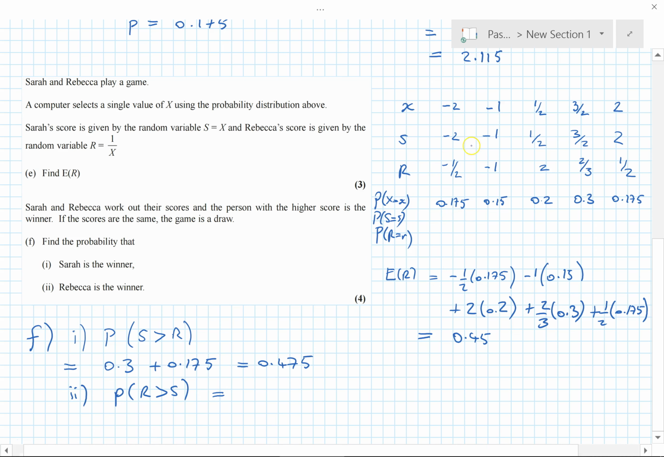But we're now looking for when R is greater than S. As I've already said, it will be this one here, that's 0.175. Not this one, because that's a draw. And this one, plus 0.2. So that's equal to 0.375. And as a check, to check that these are right, add those two together, we do get 0.85, which allows for the possibility of a draw, which is 0.15. Okay, that's a little bit less standard at the end, but not too bad.